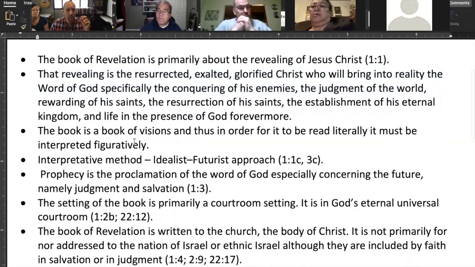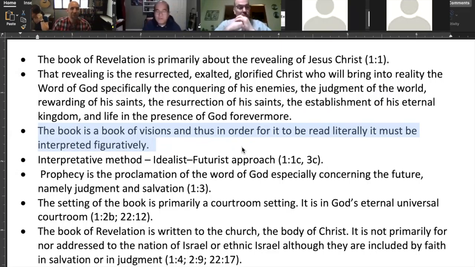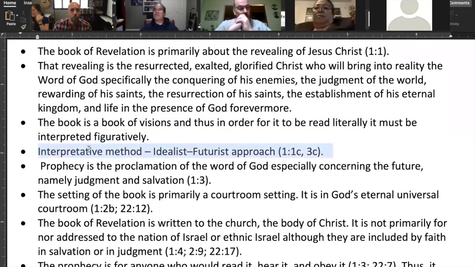Okay? Number three. The book is a book of visions, and thus, in order for it to be read literally, it must be interpreted figuratively. So if we're going to read it literally, it must be read figuratively. This is why people say, oh, you're not reading it literally. It's like, no, you're reading a genre literally. You have to follow the genre, okay? So reading the book of the visions literally, we must read it figuratively, okay?